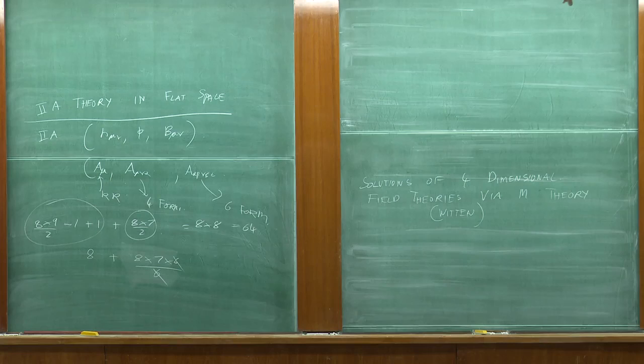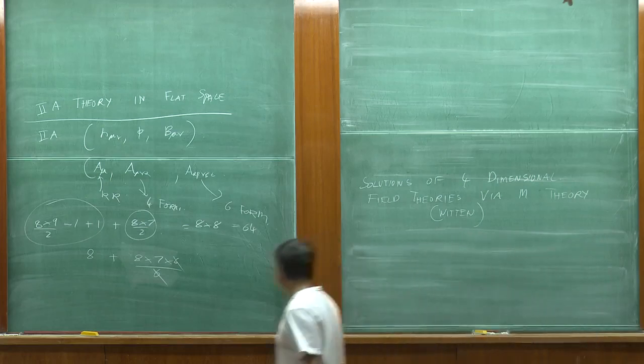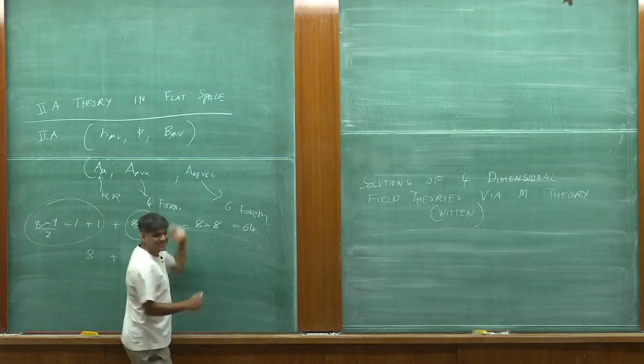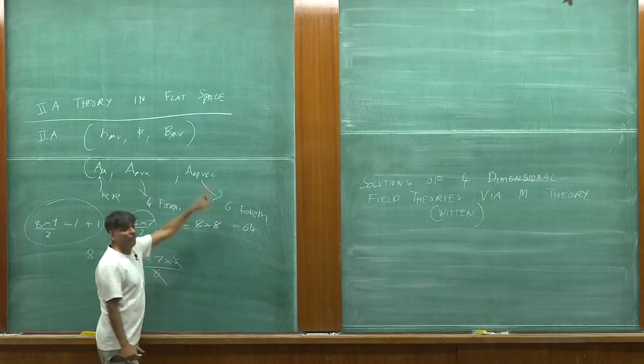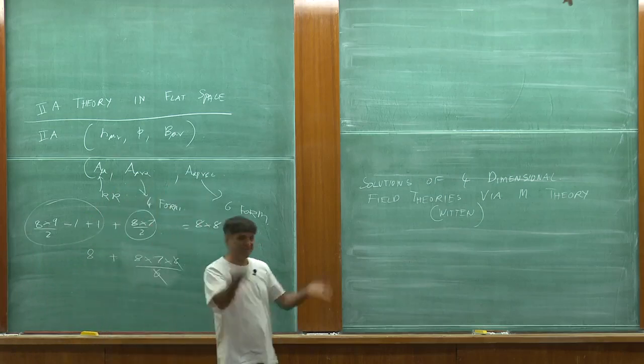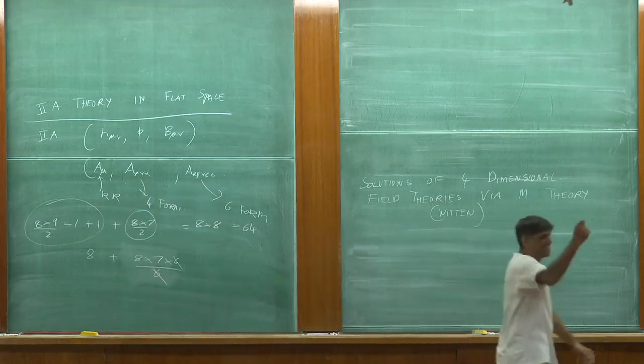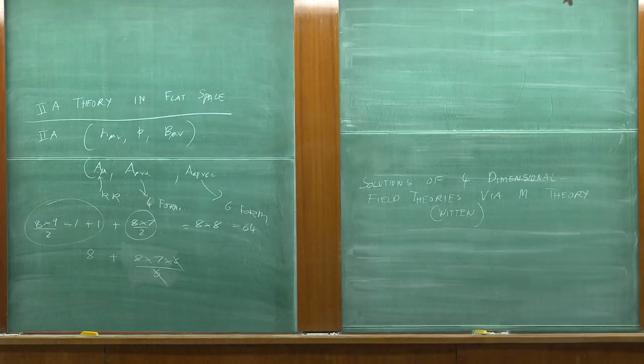You didn't count that because of the duality? Yes, because that's not an independent degree of freedom. Either this or this. Okay, but of course if you had counted it, you would get the same answer, just because a 5 form and a 3 form in SO(8) have the same number of degrees of freedom, because 8 choose 5 is the same as 8 choose 3.